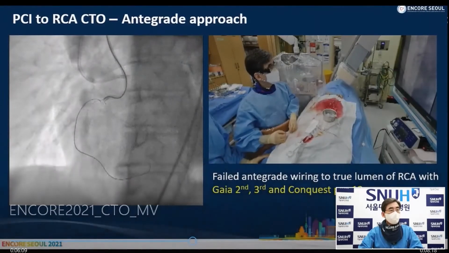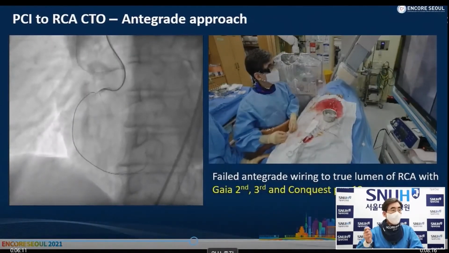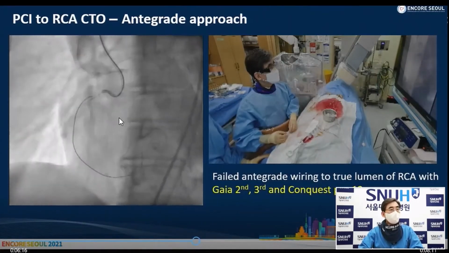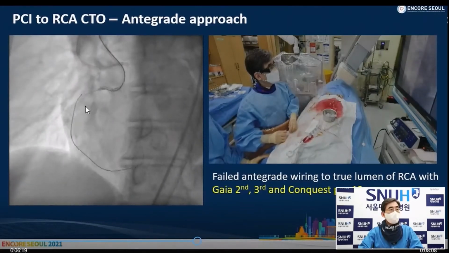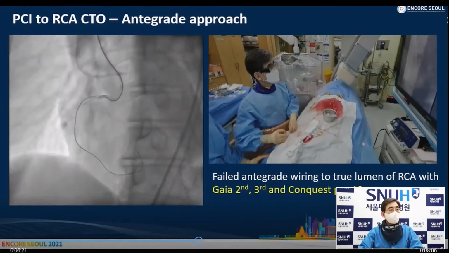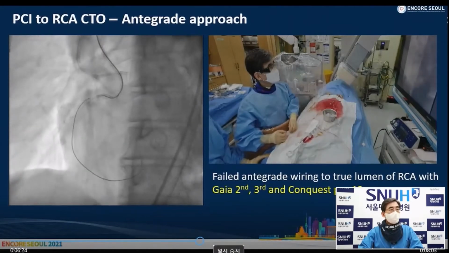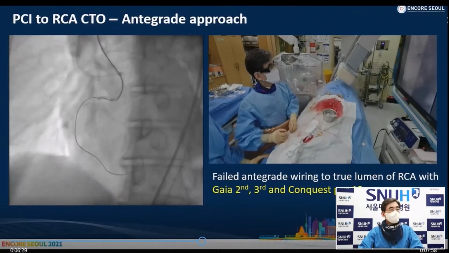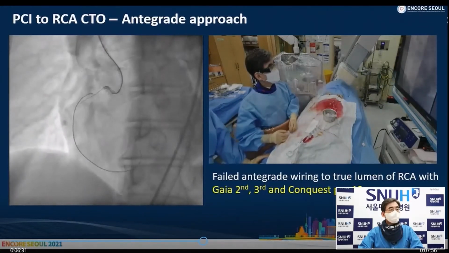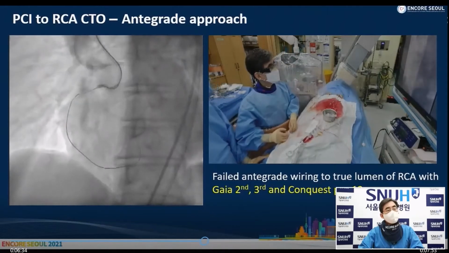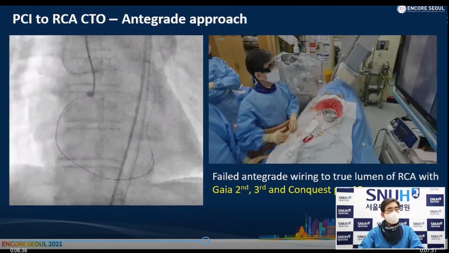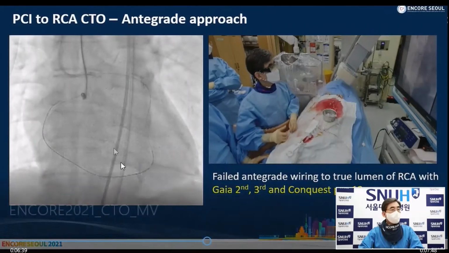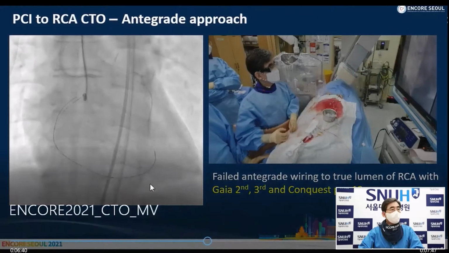The antegrade wire is a Conquest Pro. It met really high resistance, but finally I punctured the proximal stump and was able to advance the Conquest Pro here. I try to get the two wires closer to each other. The direction is favorable, but there is a little bit of distance here. In this angle, the antegrade wire is on the anterior side, and the retro wire is on the posterior side.